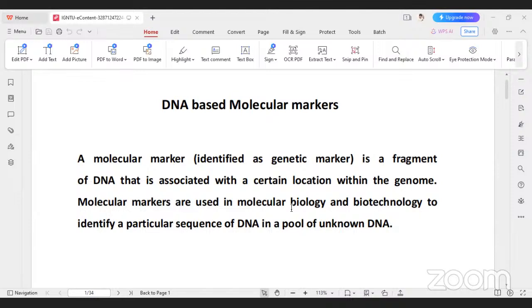These molecular markers are used in molecular biology and biotechnology to identify a particular sequence of DNA in a pool of unknown DNA. That is the importance of molecular DNA markers. So, a simple definition: a molecular marker is a gene or DNA sequence with a known location on a chromosome that can be used to identify cells and individual species. It is just a piece of DNA that is called a DNA molecular marker.